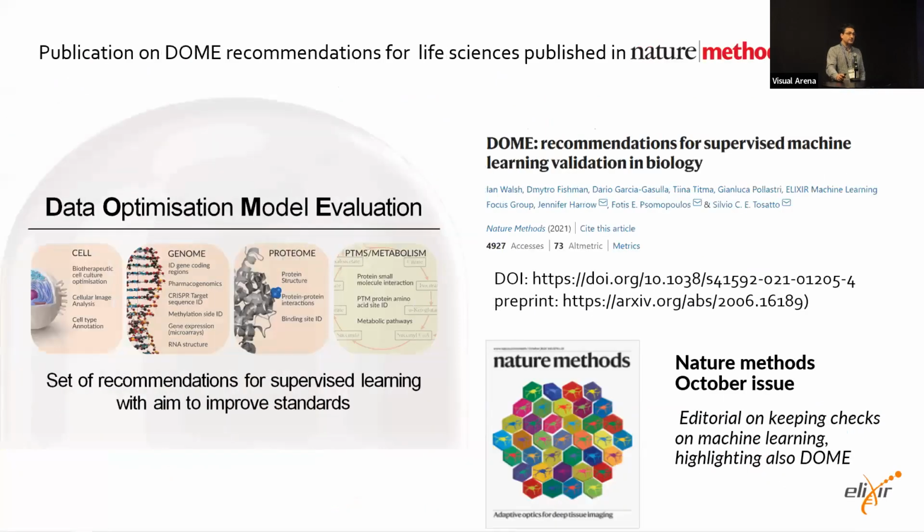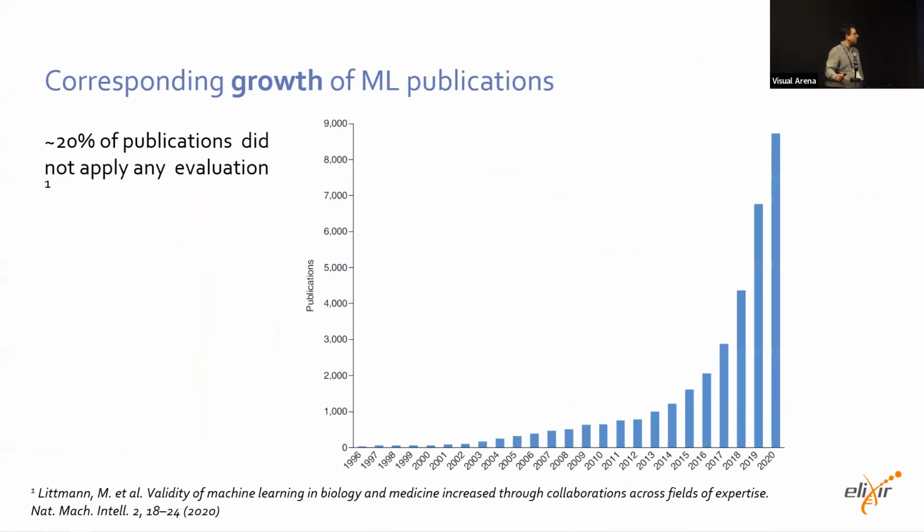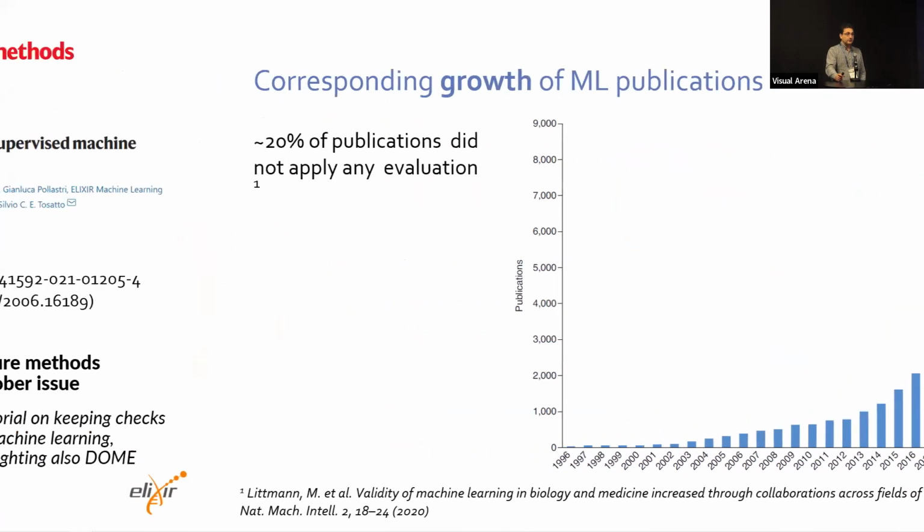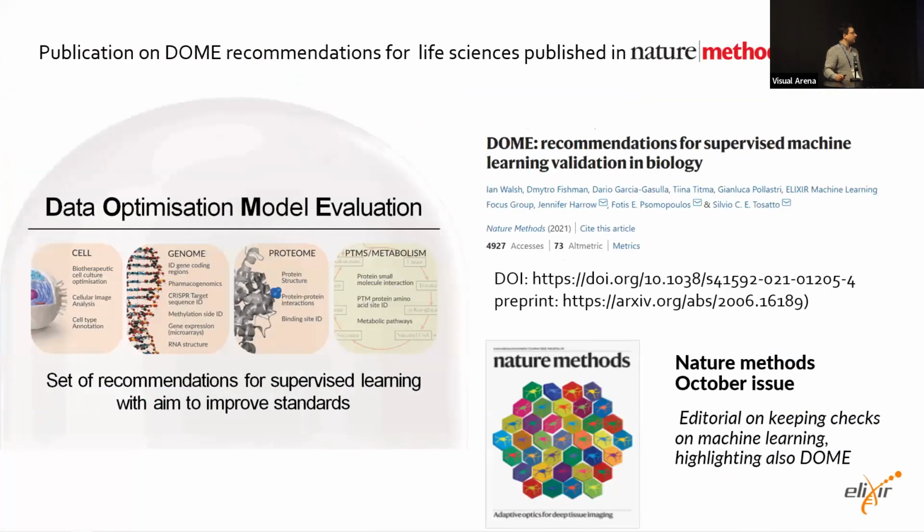So for this reason, one of the first activities that we did was to try to figure out what we can do to provide guidance on how to actually report machine learning. Because as I saw here, the main problem is that they probably did some kind of evaluation, we hope, but they never reported it in the manuscript itself. So what we ended up with was the DOME recommendations. DOME is a very nice acronym. I wish I could take credit for that, but unfortunately I'm not that imaginative. It stands for Data, Optimization, Model, Evaluation.